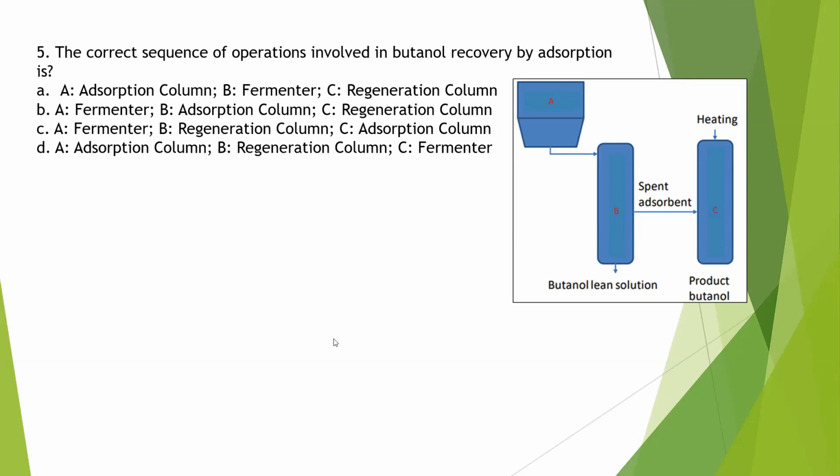I got six answers. So let's see what is the correct answer. Correct answer is B, where A is the fermenter, B is the adsorption column, followed by C, the regeneration column. So we'll move to question number 6.